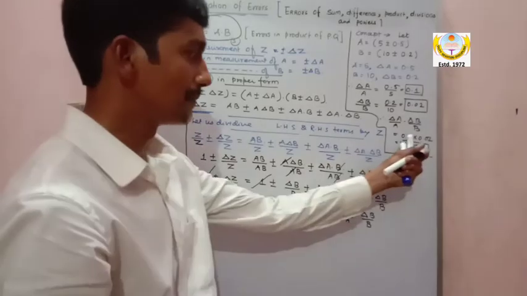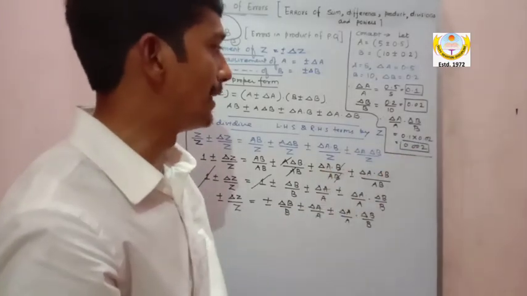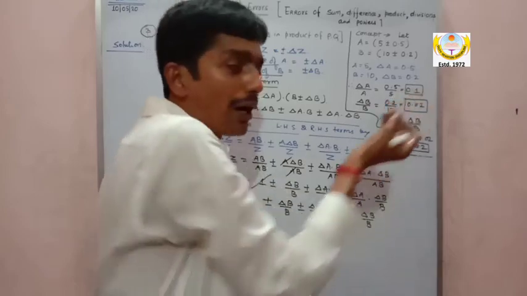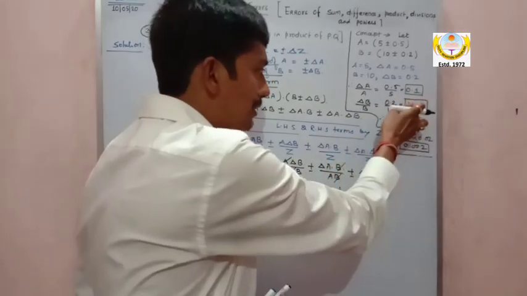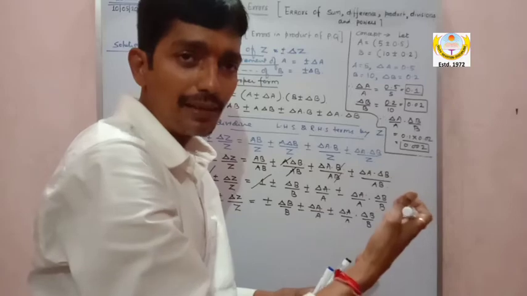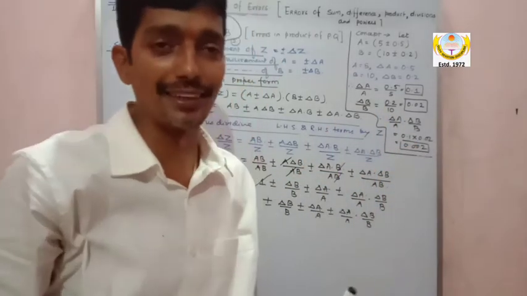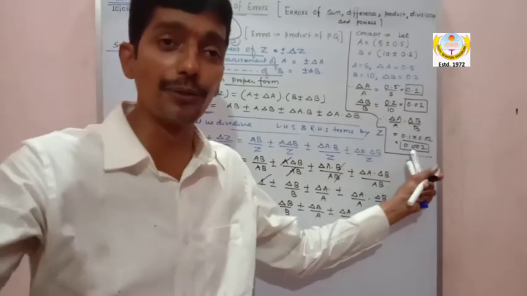You can see. So what is happening, my dear? This value del A by A was 0.1. Del B by B was 0.02. And after multiplication, my dear, their value becomes even smaller. It is 0.002.